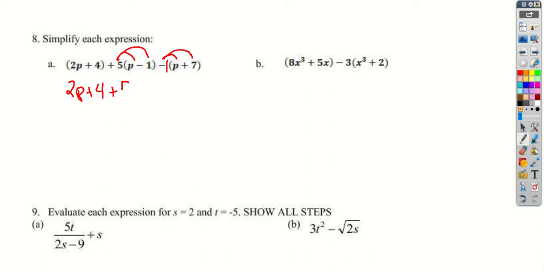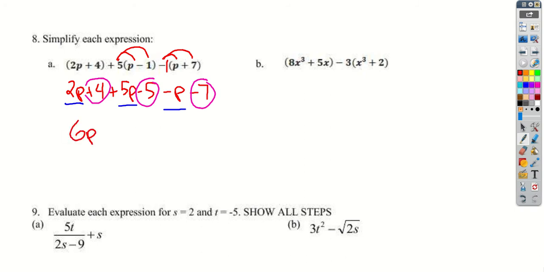This becomes, when I distribute, 5p minus 5, and the -1 becomes -1p, and then -7. I'm going to look for like terms. So I have the 2p, the 5p, and the negative p, okay? And then I have the 4, the negative 5, and the negative 7. All right, so the p's first, 2p plus 5p is 7p, minus 1p is 6p, and then I have 4 minus 5 is negative 1, minus 7 is minus 8. And that would be the simplest form there. And it's also in standard form because the highest exponent is 1.